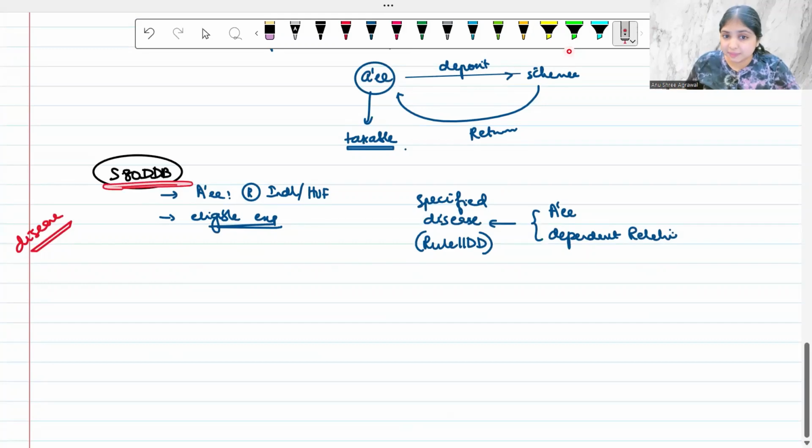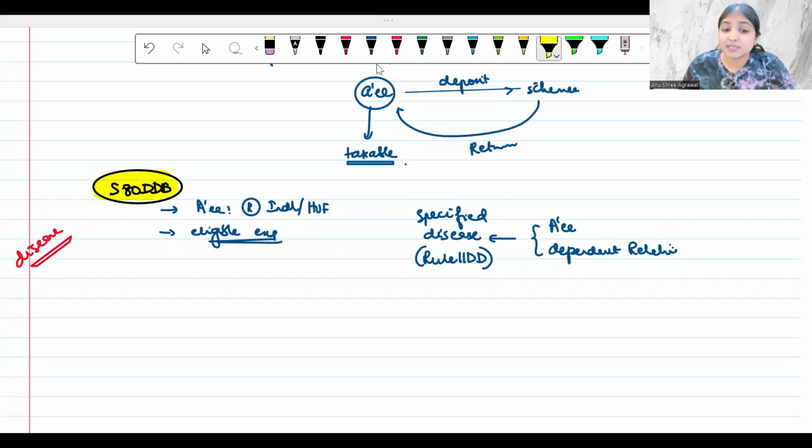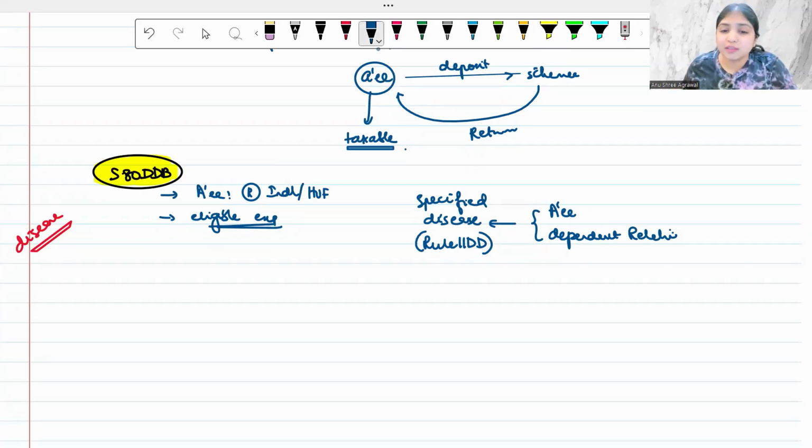But under 80DDB, first of all, we're talking about disease and not disability. And who is suffering from the disease? Either the assessee himself or his dependent relative. Which disease? The disease mentioned in Rule 11DD. Now, for the treatment of this specified disease, the assessee would be incurring some medical treatment expenditure. This expenditure is what we are covering under 80DDB.